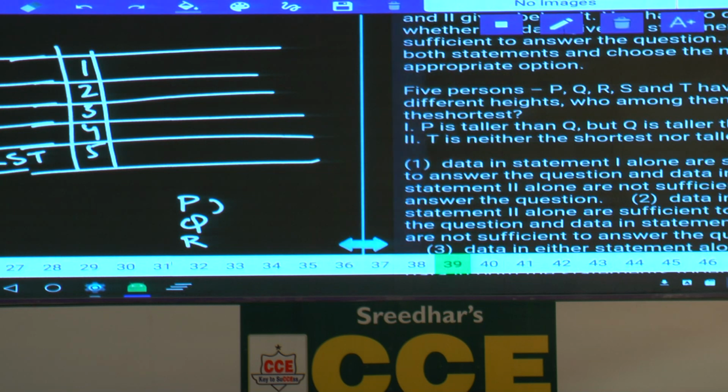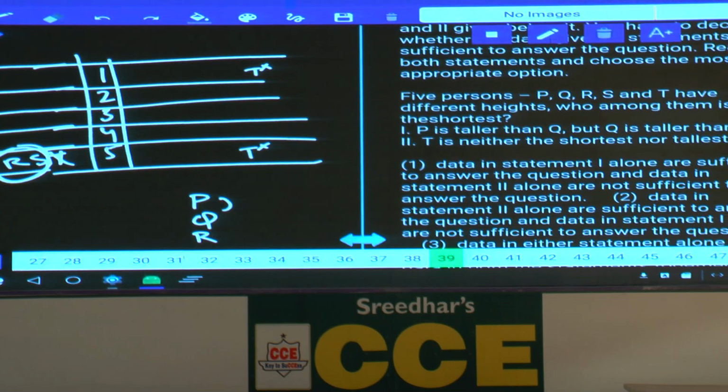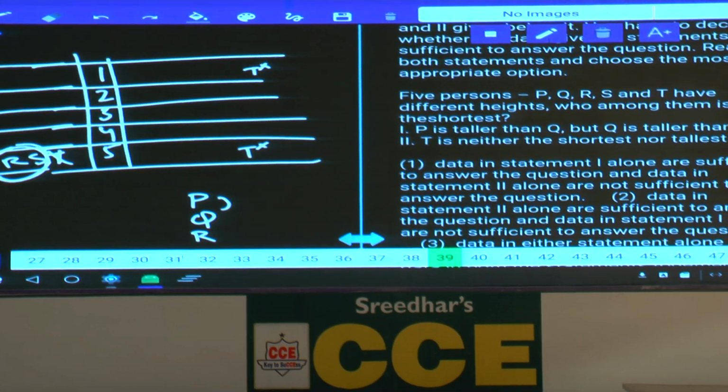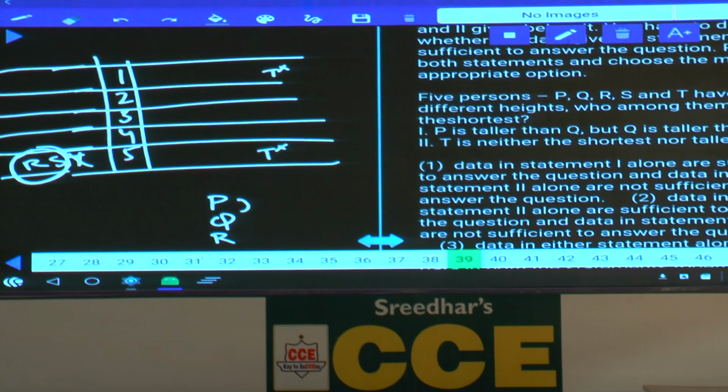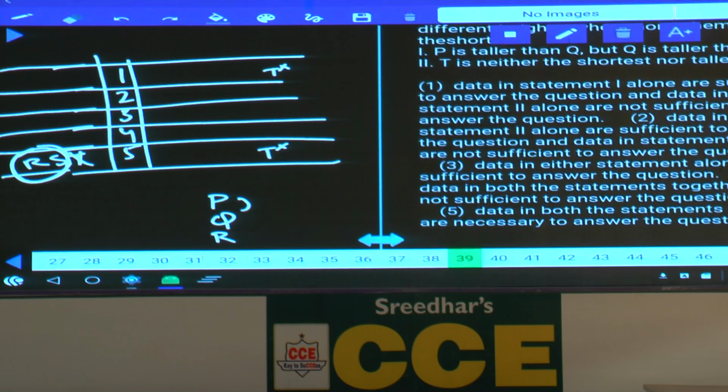Then condition number 2, T is neither the shortest nor the tallest. Now T cannot be here and T cannot be here. As T cannot be in these 2 places, tell me where should this T be? Hence T cannot be here. If T cannot be here, then what is the answer here? 2 alone is not sufficient. By combining these 2 also, who can be the shortest? Either R or S can be the shortest. Or am I getting a unique answer here? There are two different possibilities. As there are two different possibilities, hence neither one nor two, choice 4 is the answer. Question number 39, choice 4.